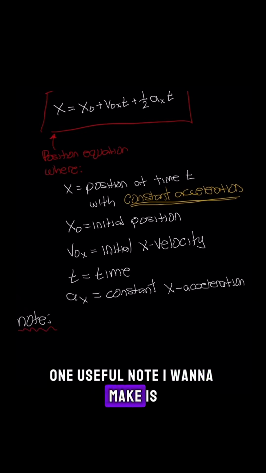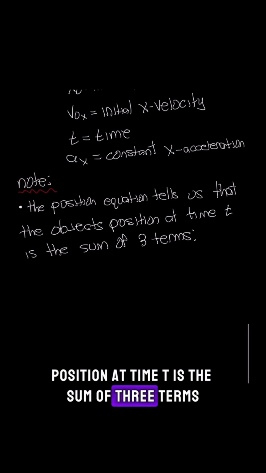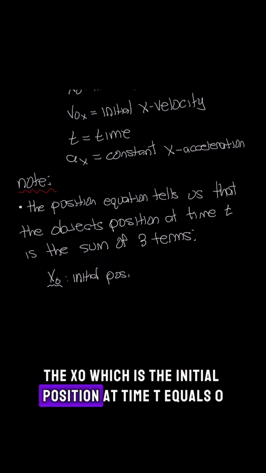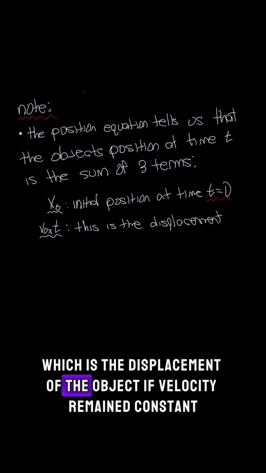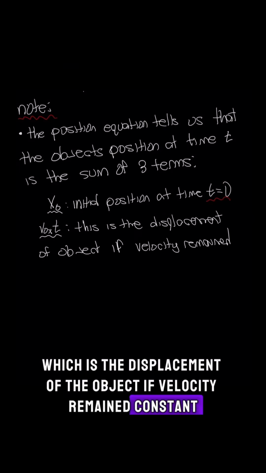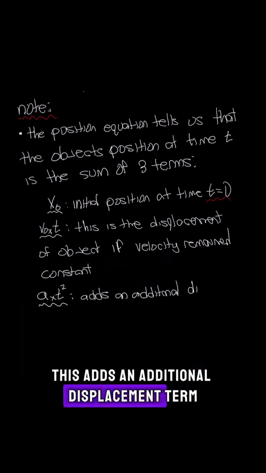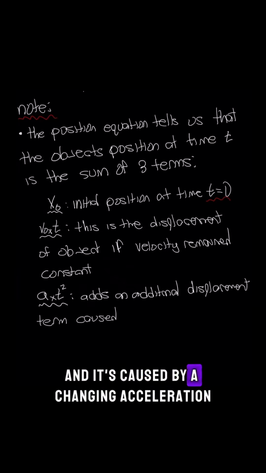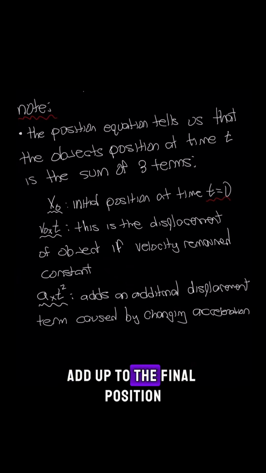One useful note I want to make is the position equation tells us that the object's position at time t is the sum of 3 terms. The x0, which is the initial position at time t equals 0. The v0x t term, which is the displacement of the object if velocity remained constant. And then the (1/2) ax t squared term. This adds an additional displacement term, and it's caused by the acceleration changing the velocity. So these 3 terms, when they're added, add up to the final position.